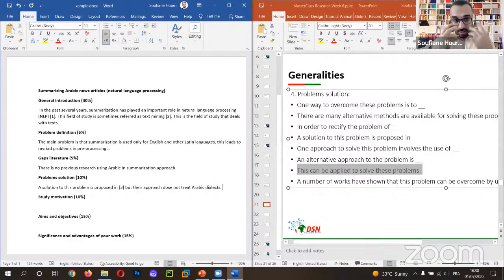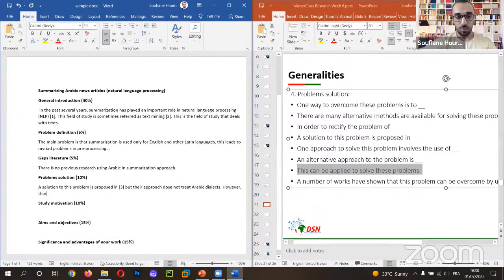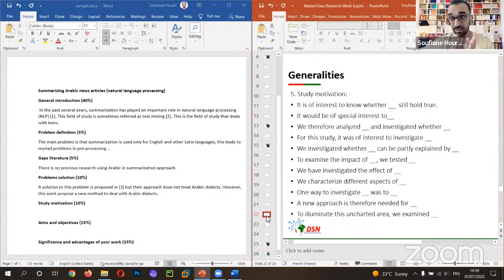Now, this is the problem solution. A solution to this problem is provided. However, for example, this work proposes a new method or approach to deal with Arabic dialects. We can use something like that. So as you can see, it's easy to write, but you need to use the accurate words. You need to use the correct words.